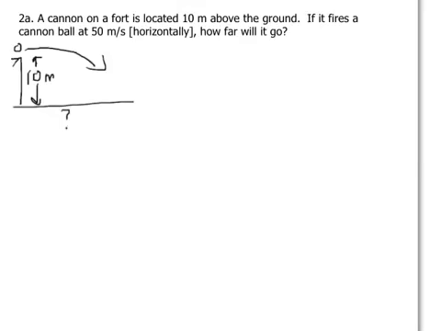How far will it go? We're really looking for a distance in the x direction. And the velocity in the x direction is 50 meters per second. And because it's fired totally horizontally, all of that velocity is directed in the horizontal direction. However, we do not know the time. And remember, this is the x direction. Let's look at the y direction now.